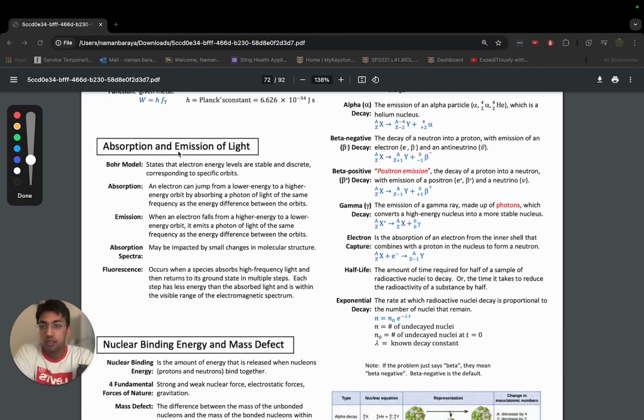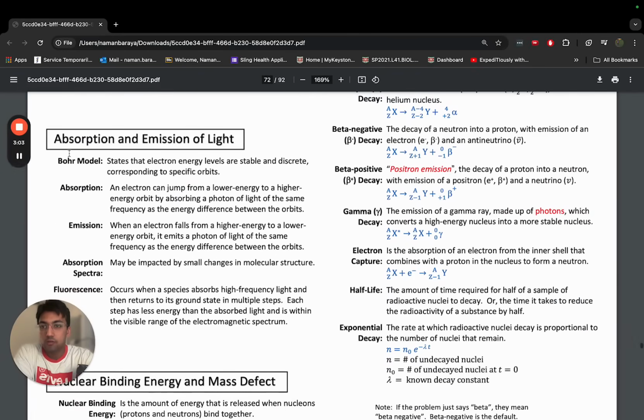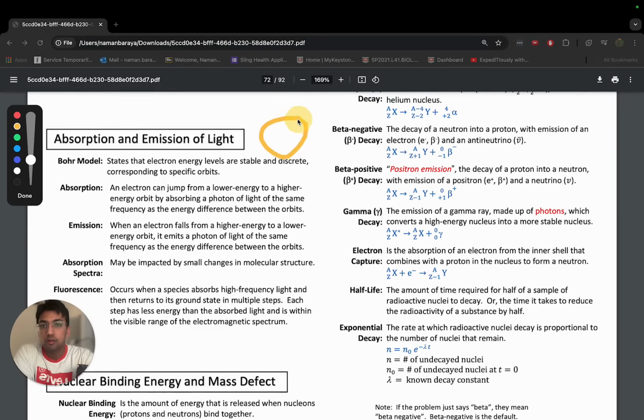Okay, the next thing is Bohr's model. This is just things that I've talked about before, the absorption and emission of light. Remember that Bohr believed that electrons live in stable and discrete levels. So when you go from one level to a different level, you're either releasing energy or absorbing energy. You absorb energy when you're going up a level, and you release energy when you go down a level closer to the nucleus. The absorption is what I just mentioned.